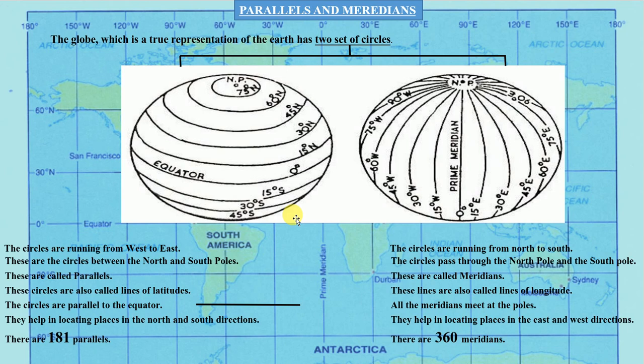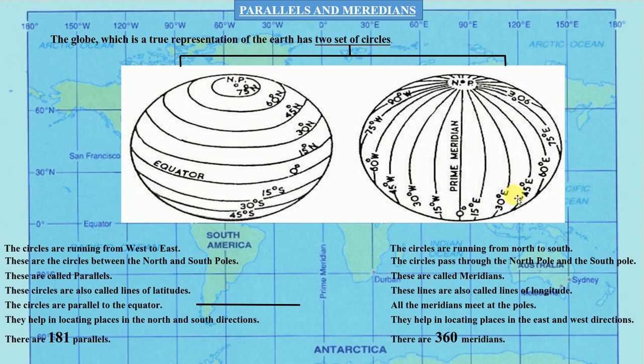That is why they are called parallels, and these lines are also called lines of latitude. The circles are parallel to the equator, and they help in locating places in the north and south directions. The total number of parallels is 181.